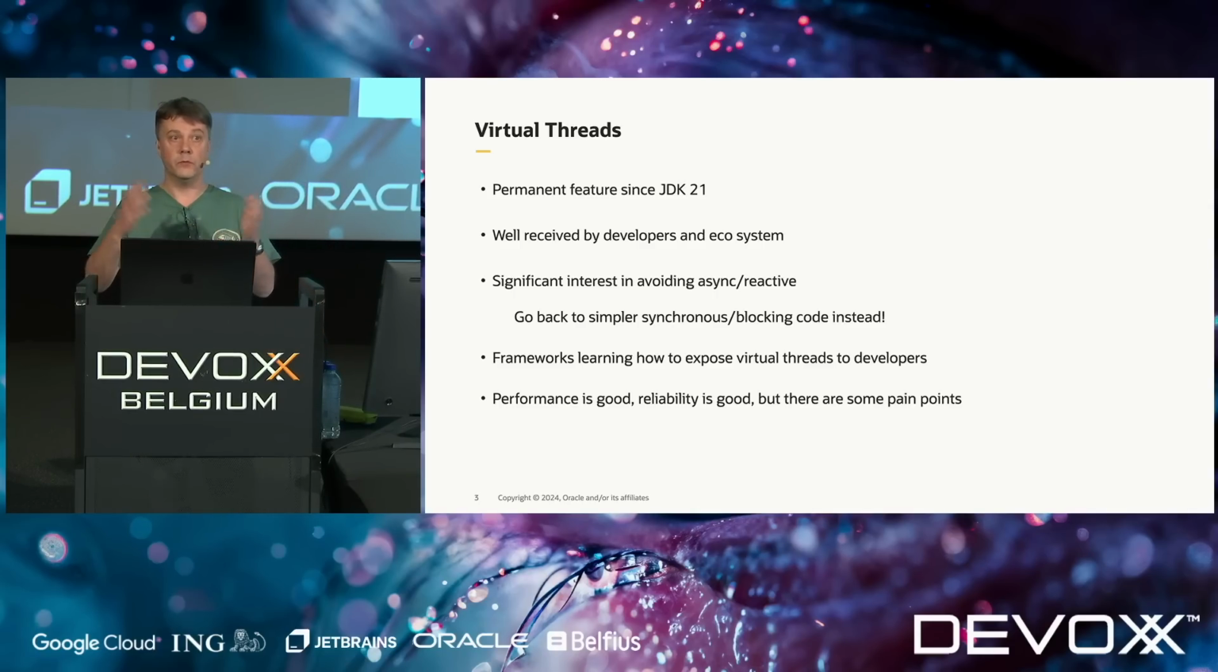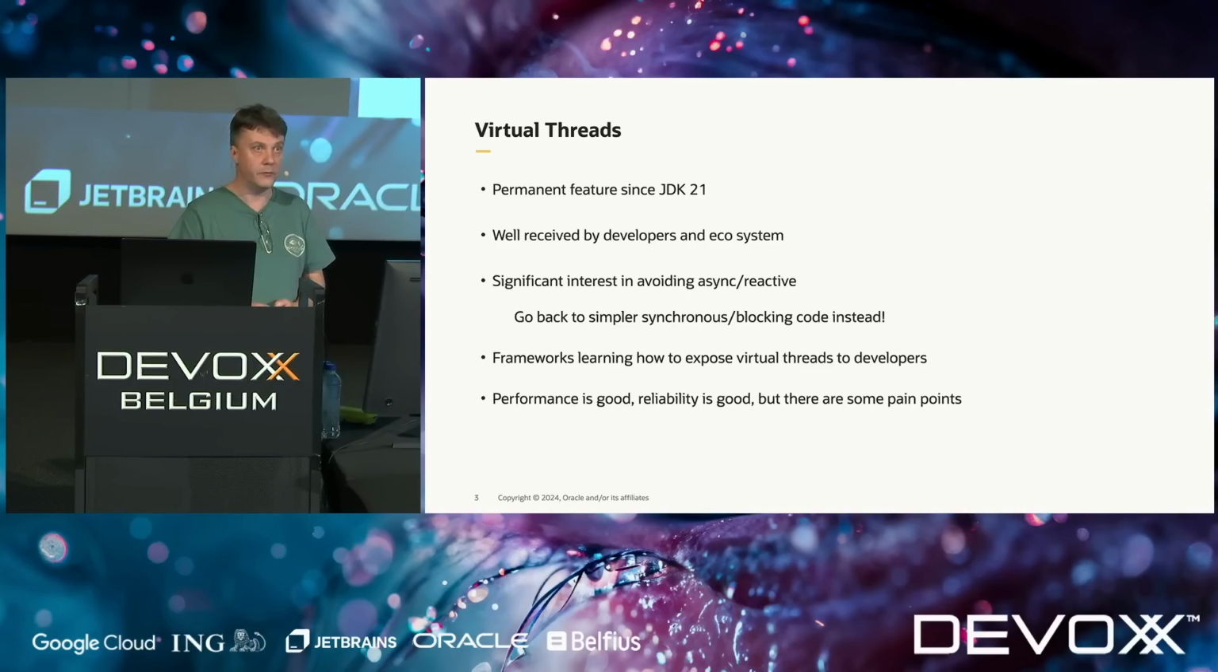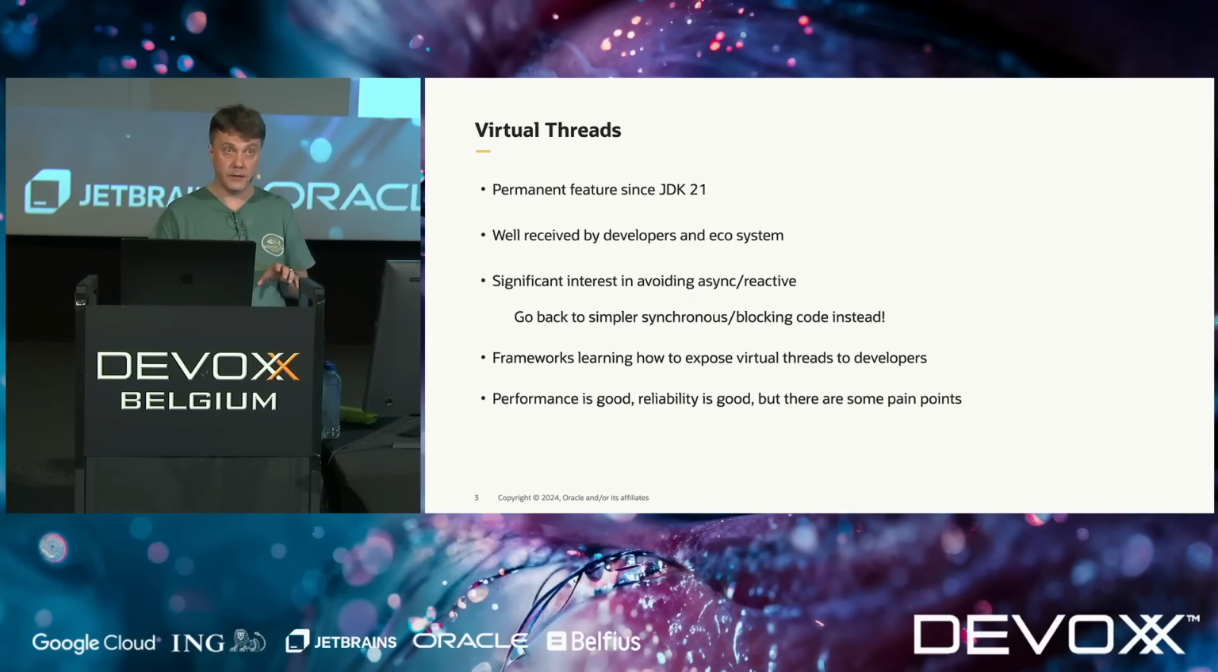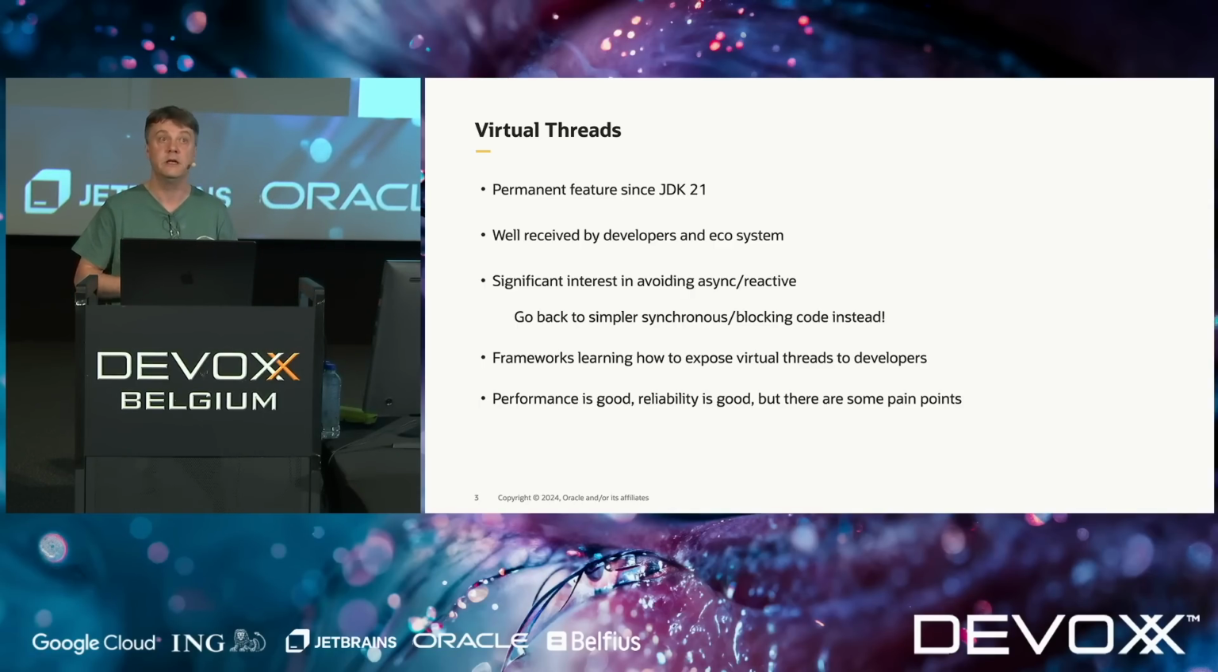Most of the frameworks, most of the web app servers, all have something for virtual threads today, either as an opt-in, or in some of them they've added new APIs for this as well. Overall, after a year of it being in JDK 21, what I can say is the performance is looking quite good. The reliability has been quite good. There have been very, very few bug reports. Now, there have been some pain points. I'm going to talk about one of those big pain points today. But for the most part, it has been working quite well.